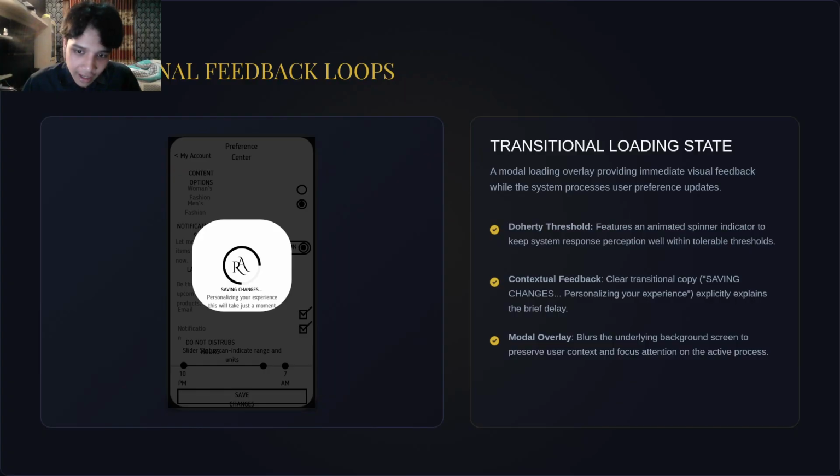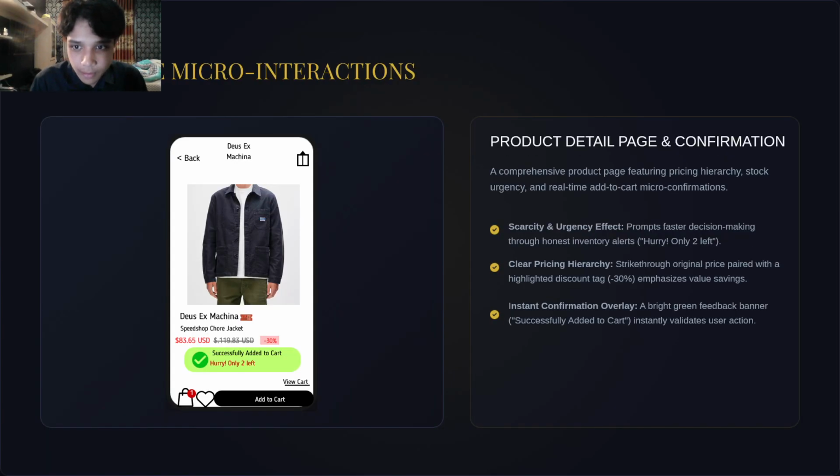Alright, next we have modal overlay. It blurs the underlying background screen to preserve user context and focus attention on the active process. Alright, in the next slide, we have product detail page and confirmation. A comprehensive product page featuring pricing hierarchy, stock urgency, and real-time add-to-cart micro confirmations.